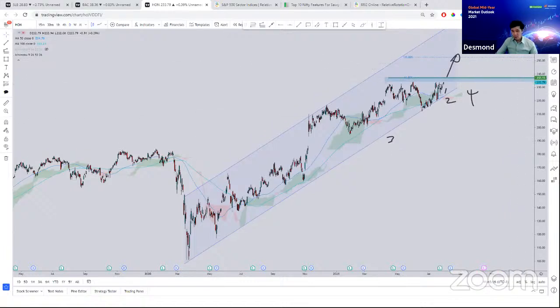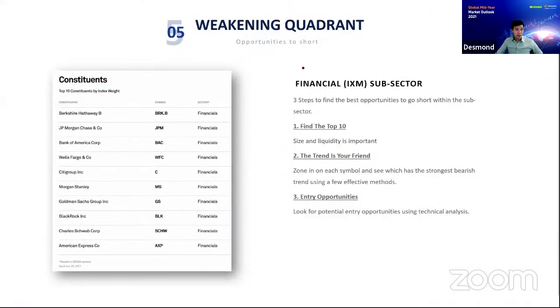Okay, now we look at weakening. We've got the financial sector, and what we're going to look at is Bank of America. Actually, I went through a couple of them, and Bank of America seems to be the nicest one.